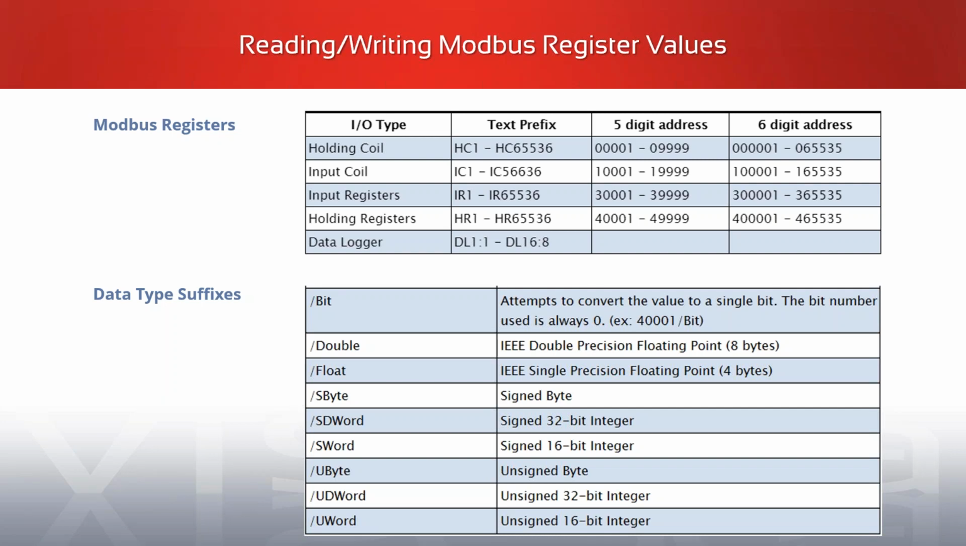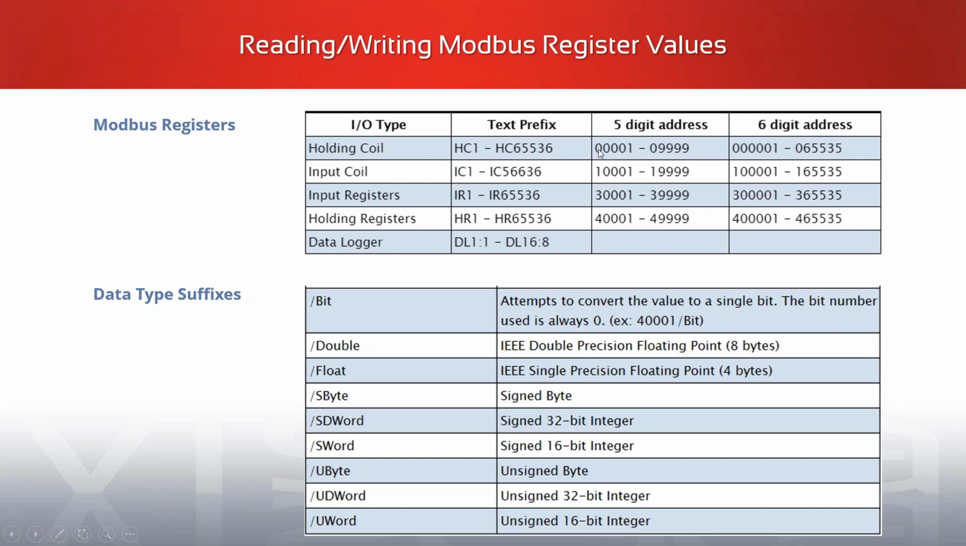Thanks. You're welcome. So when reading and writing Modbus register values, this is kind of the summary of what you need to know. The I/O types that you can get, as mentioned, are inputs and outputs. Very simple. Here's your coils, which are your digitals. Here's your registers, which are your analogs. And data logger, we'll talk about that in a minute. That's a non-standard piece.